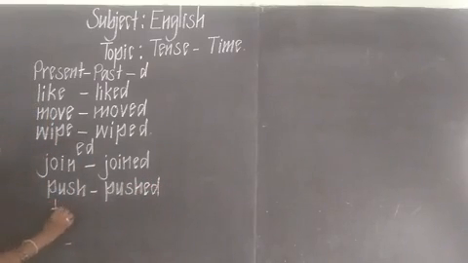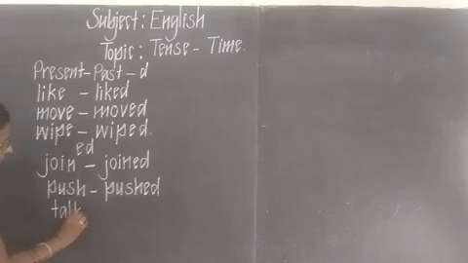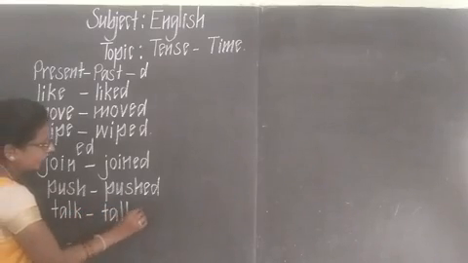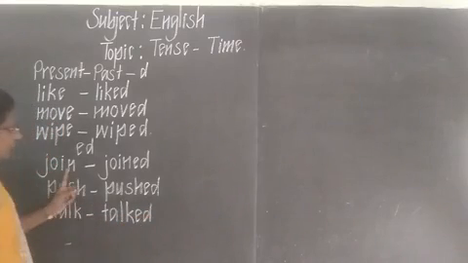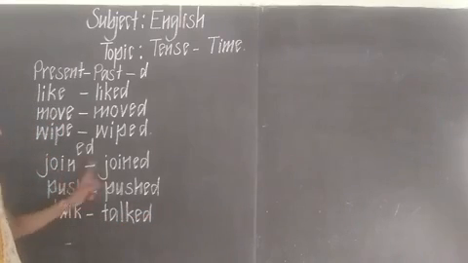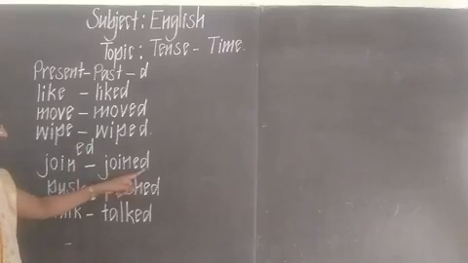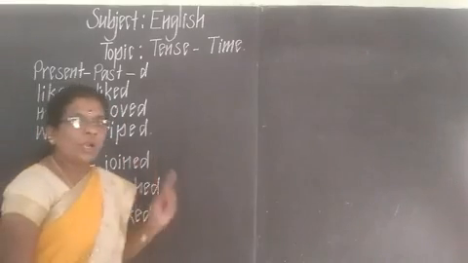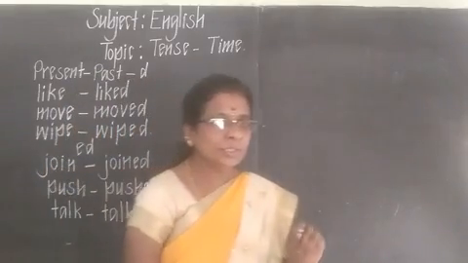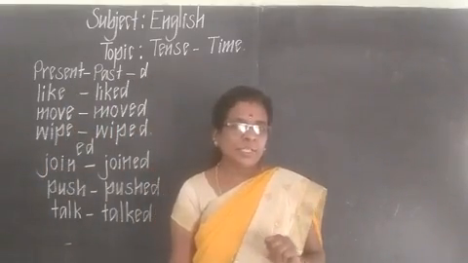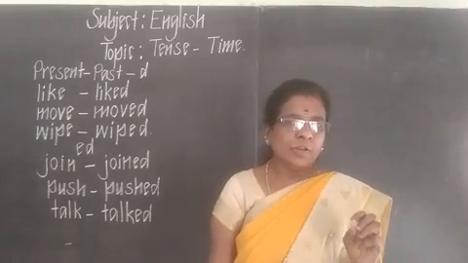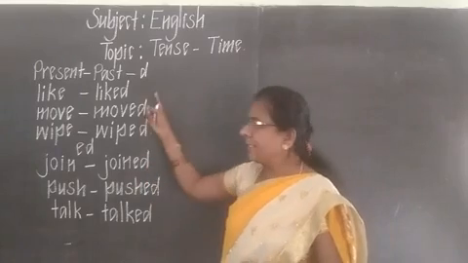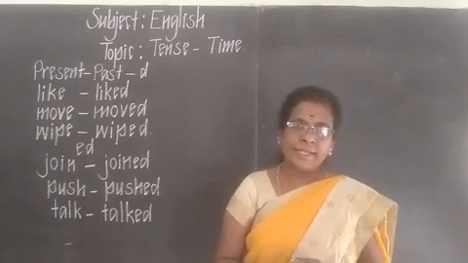Likewise, one more example. Talk. T-A-L-K. Talk. T-A-L-K-E-D. Talked. To change simple present into simple past, you just add your D or your ED. Next, how to use irregular verbs. Okay, children. See here, irregular verbs are verbs that do not end in D or ED or IED.